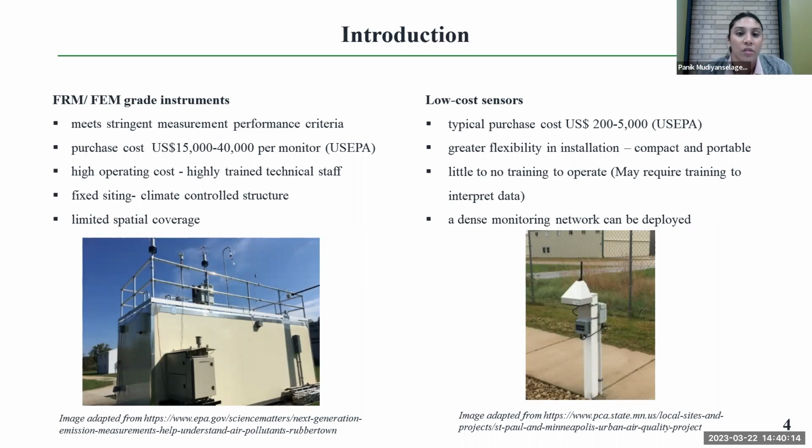Currently, the traditional way of measuring air quality has been using federal reference method and federal equivalent method grade instruments. And to meet this criteria, you have to go through a strict protocol and testing of performance. So it's safe to say that the data is very accurate, but the downside is they can be very expensive, ranging from about $15,000 to $40,000 per monitor, according to the EPA.